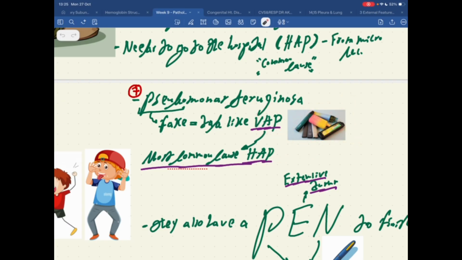And medically, here when we say VAP, it means ventilator-associated pneumonia. And obviously ventilator-associated pneumonia, the ventilator, it's in hospitals. So this is why Pseudomonas aeruginosa is the most common cause of hospital-acquired pneumonia, okay?